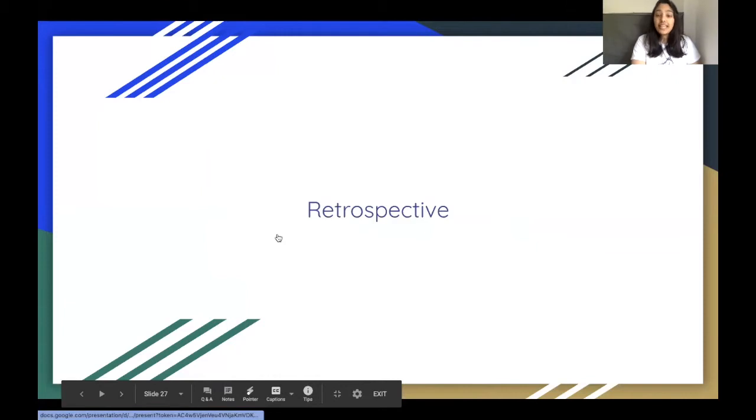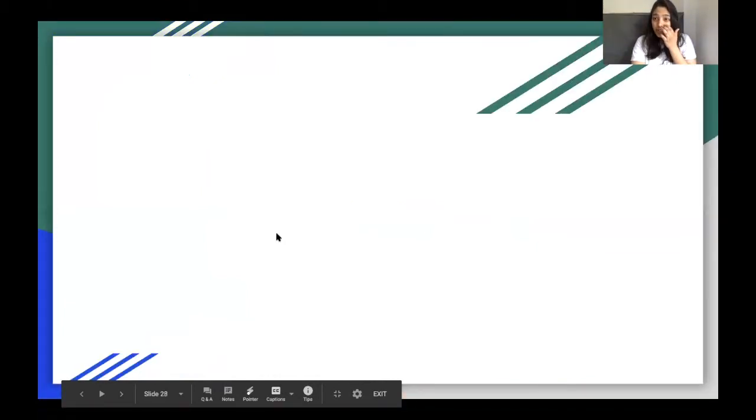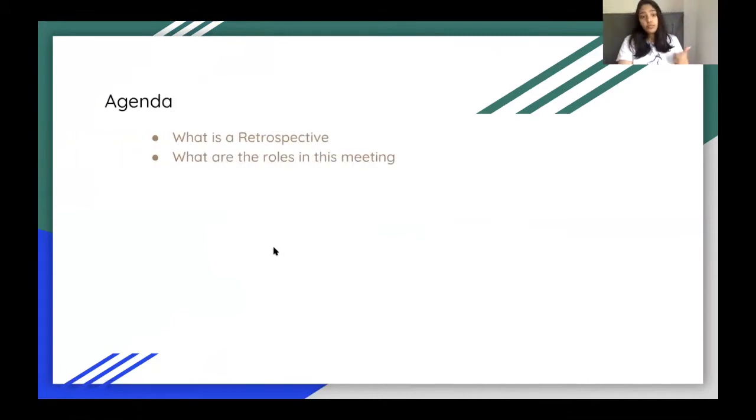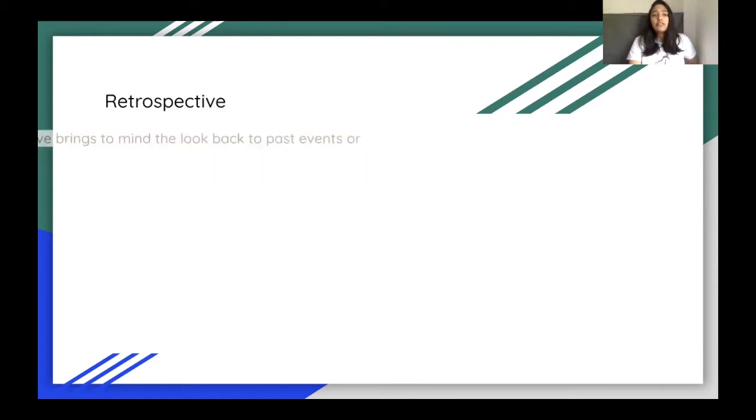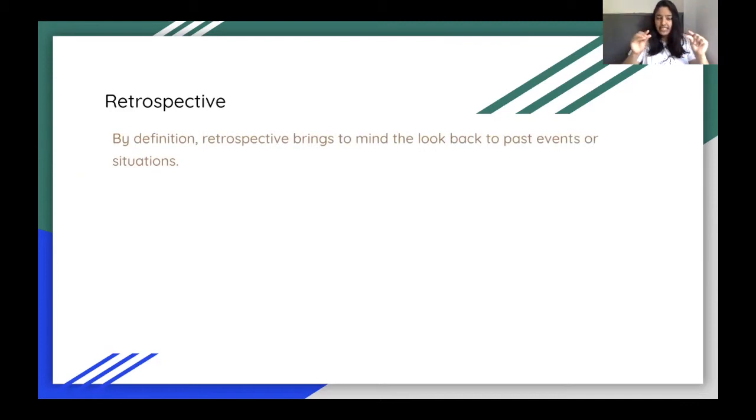Now, before we dive deep into it, let me walk you through the agenda. So firstly, what is a retrospective? What are the team roles in this meeting? And what are the common mistakes I have noticed people make? First, let's talk about retrospective as is.